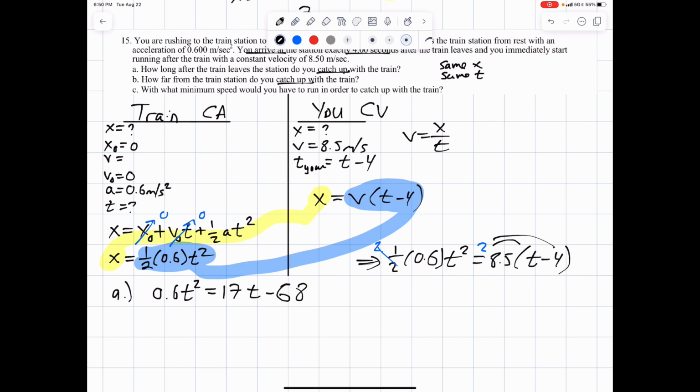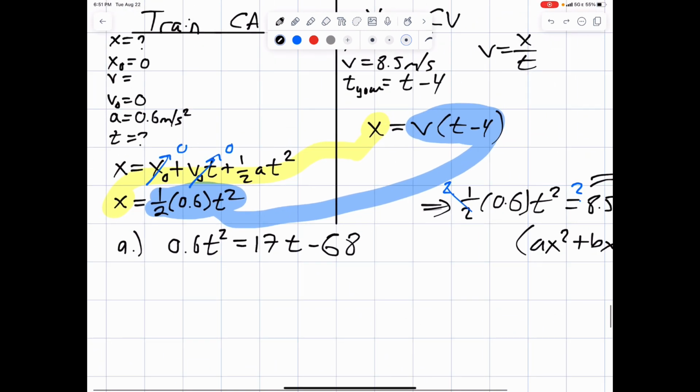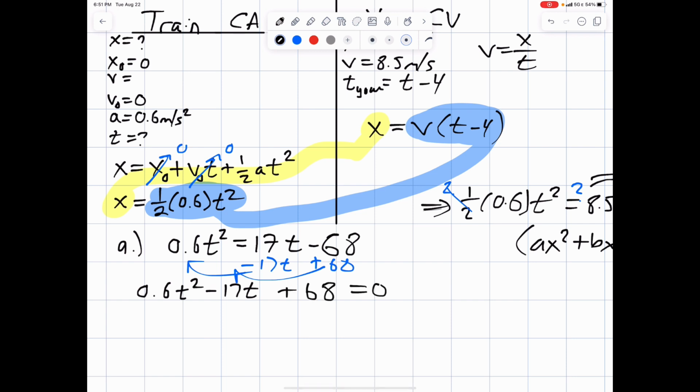Okay, so now what I'm thinking at this point, you have a quadratic, so we need to make it look like standard quadratic form. Remember, standard quadratic form is ax squared plus bx plus c equals 0, so you've got to get 0 on this side. Remember, instead of x, we have t, but it's the same idea. So I'm going to subtract 17t over here, and add 68 over here. That's going to give me 0 on the right. So I get 0.6 t squared minus 17t plus 68 equals 0.